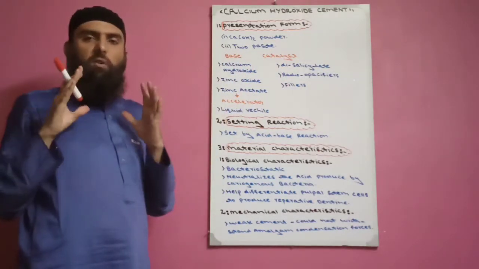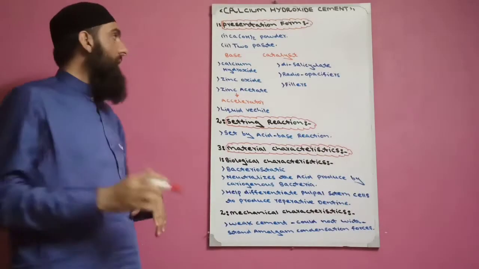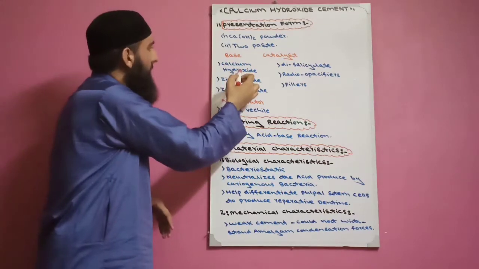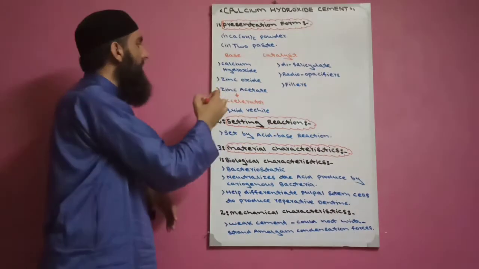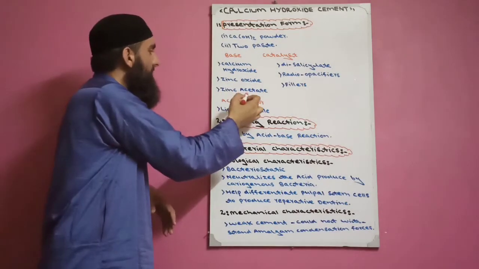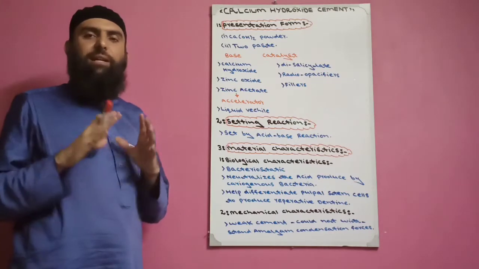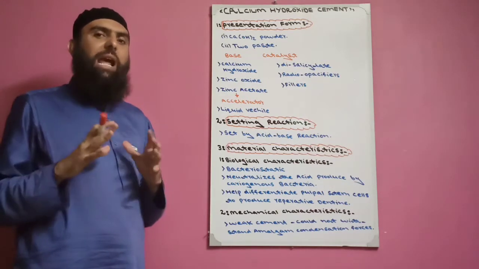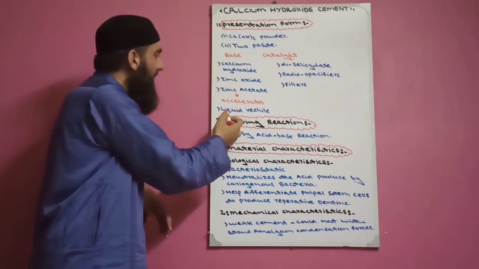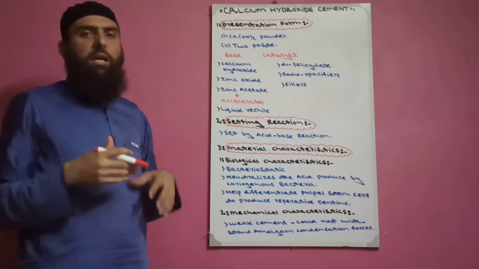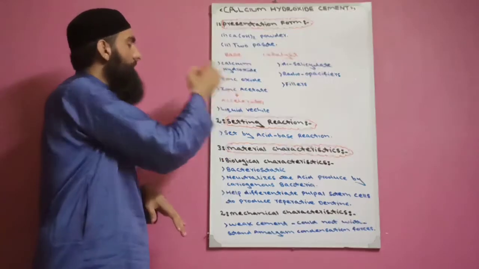There are four things in the composition of base. Number one is calcium hydroxide. Number two, zinc oxide. Number three, zinc acetate, which acts as an accelerator, means it increases the reaction. And number four is liquid vehicle. These are the four components of base.